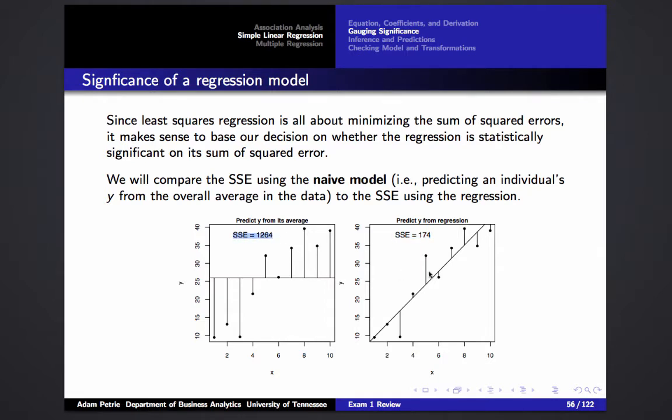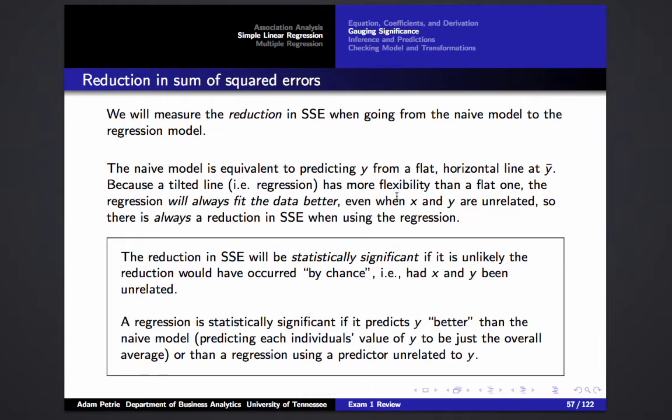We need to make sure that the reduction achieved by our regression is large, unlikely to be produced just by chance from a regression predicting y from a completely unrelated predictor. And so that's what we're going to use to gauge the statistical significance of a regression. We're going to measure the reduction in the sum of squared errors when we go from using the naive model to predict y to using the regression model to predict y. There's always going to be a reduction. We need to make sure that reduction is large.